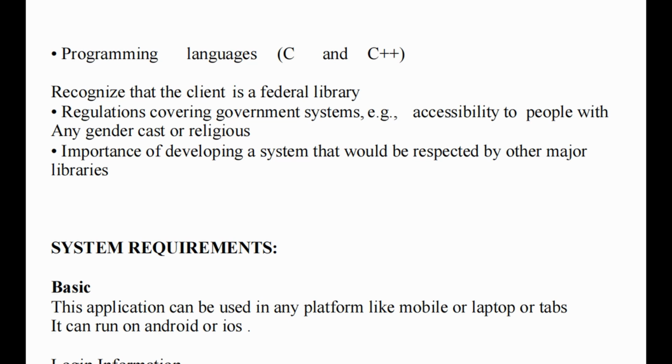Recognize that the client is a federal library, recognition covering government system accessibility. People of any gender, caste, or religion can be allowed. Importance of developing a system that would be repeated by another major library.